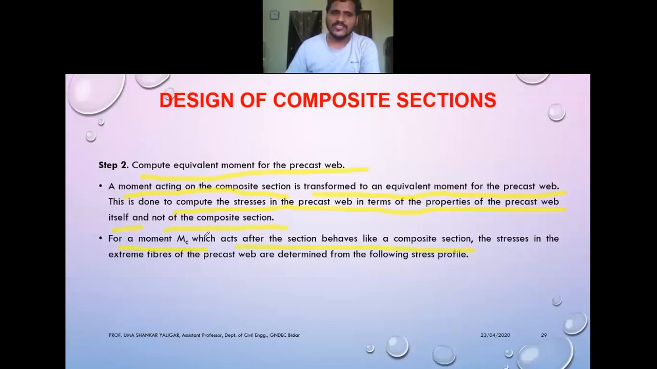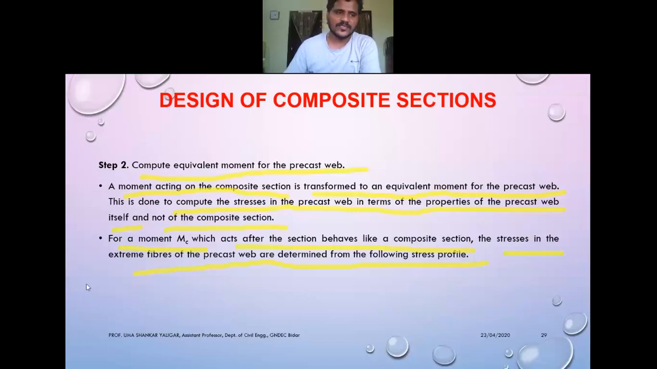Now for a moment Mc which acts after the section behaves like a composite section. For example, if Mc is the moment which acts after the section becomes a composite section. We know when it will become a composite section, because initially only the web is precast and pre-stressed. Afterwards we do the casting of the flange, and once the flange has attained the complete strength, then it behaves as a composite section. At that point, if the moment is Mc, then the section will behave as a composite section. The stresses in extreme fibers of the precast web are determined from the following stress profile.